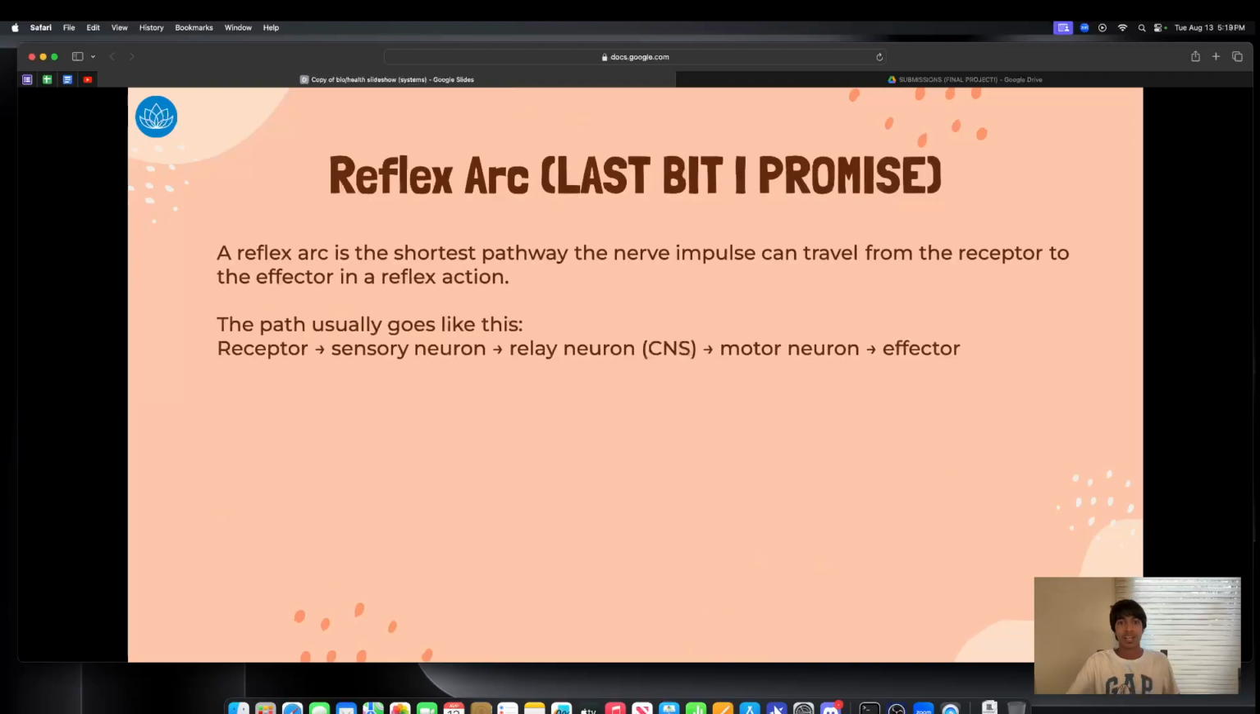So, and here's a reflex arc. So a reflex arc is the shortest pathway the nerve impulse can travel from the receptor to the effector in a reflex action. The path usually goes like this.